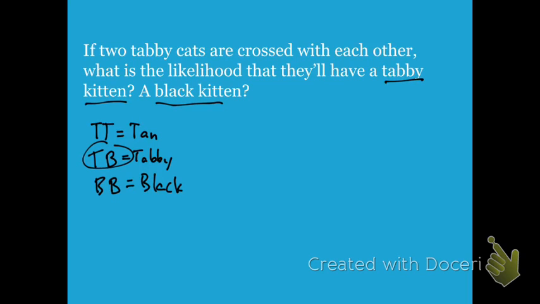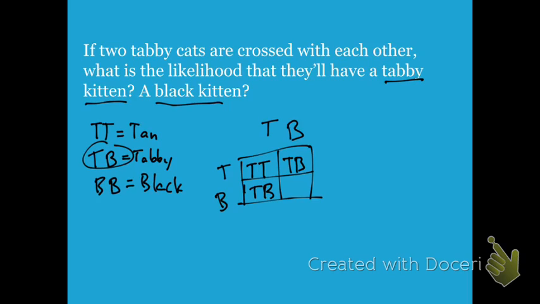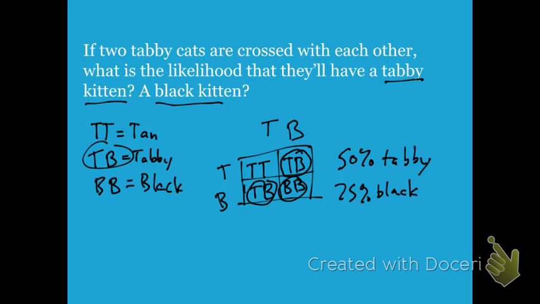So we have two tabby cats, so two of these guys. So TB, oops, let me make that bigger. Let me do my Punnett square first. Cross with another TB. All right, so what's the likelihood to have a tabby kitten? The first question is, 50% will be tabby, and then black kitten, 25% black. Okay. All right.